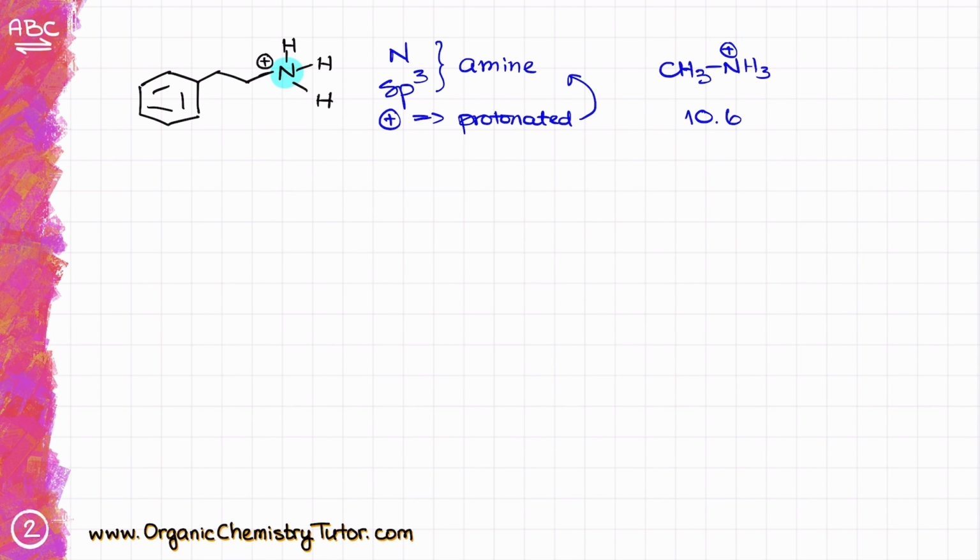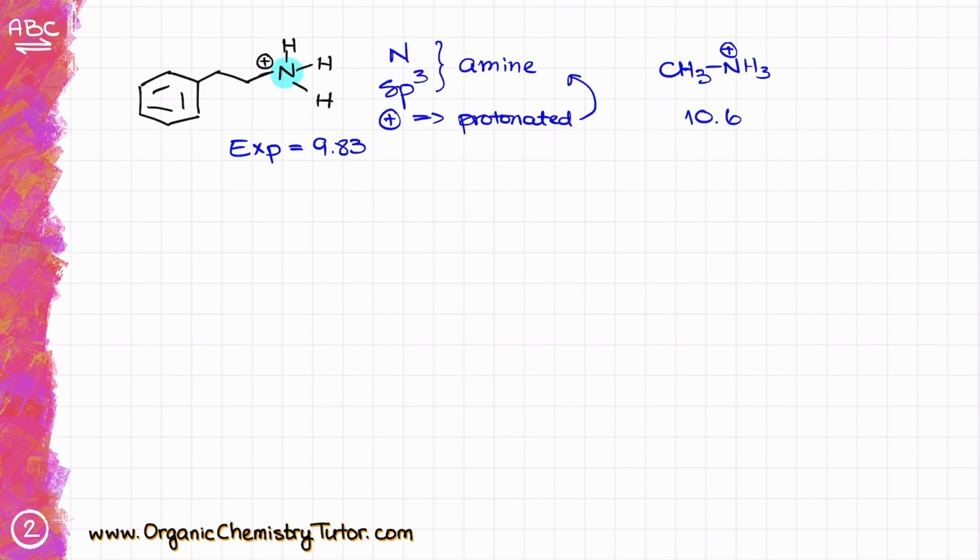Now, the experimental value for the pKa of this molecule is going to be 9.83. So overall, you can see that the value that we got from the next closest compound on the pKa table is not quite the same. It is close enough, so for most purposes, for most examples that you are going to be dealing with in the scope of organic chemistry, it will be close enough.